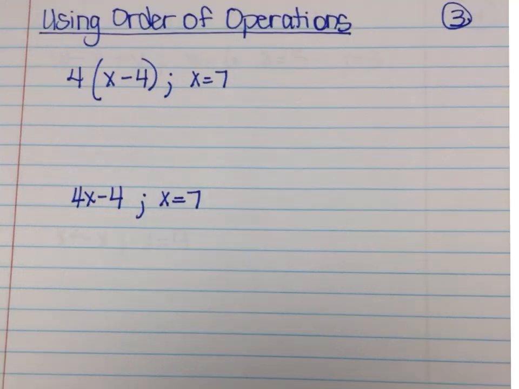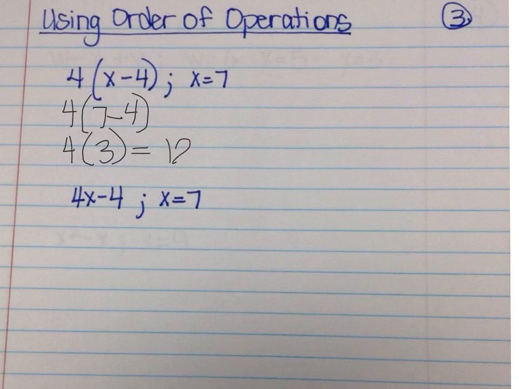All right, now we're going to be using order of operations because we're going to be doing multiple operations. And all we're doing is plugging the number in where the letter is. That's all we need to remember. So let's rewrite the problem. We have 4, and I'm going to plug the 7 in where the x is, minus 7 minus 4. Okay? I have to do what's in the parentheses because that's what PEMDAS says. Parentheses comes first. So we have 4 times 3, and then I can solve it, equals 12.